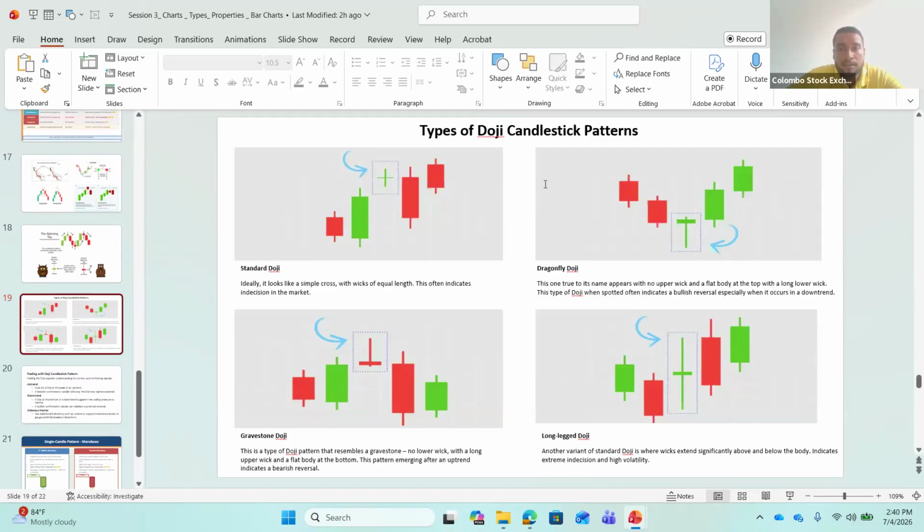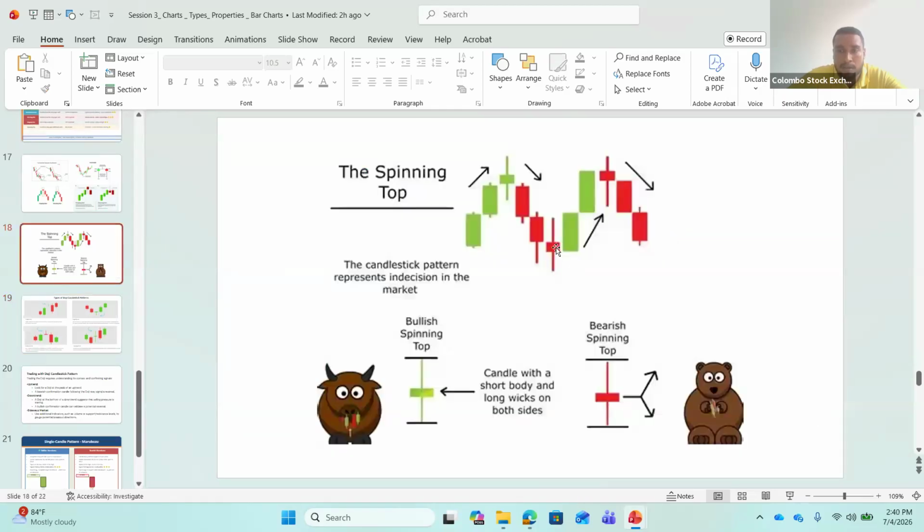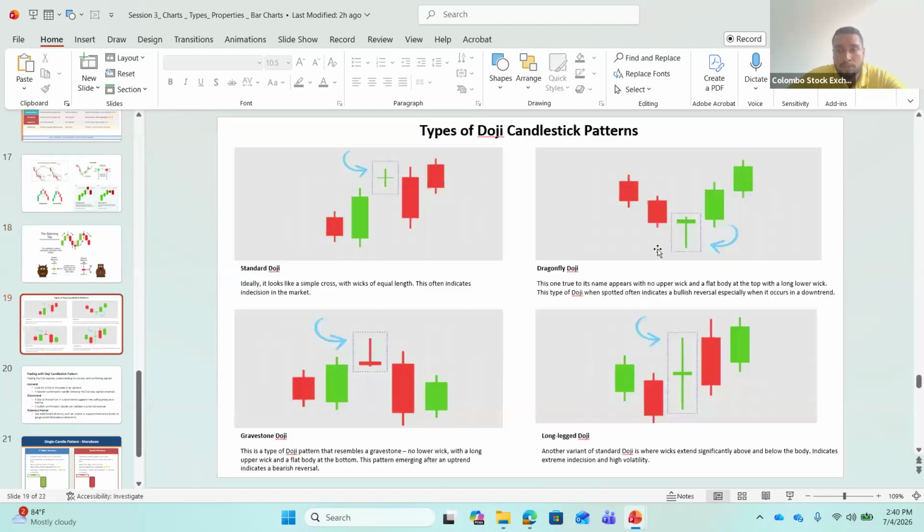In dojis there are different types. This is called a dragonfly doji, where you see a longer tail or longer lower wing. And not a short body, it's a flat body. This one is a short body, there's a difference. This is actually a flat body. The opening and the closing price are almost the same, not exactly the same, almost the same.